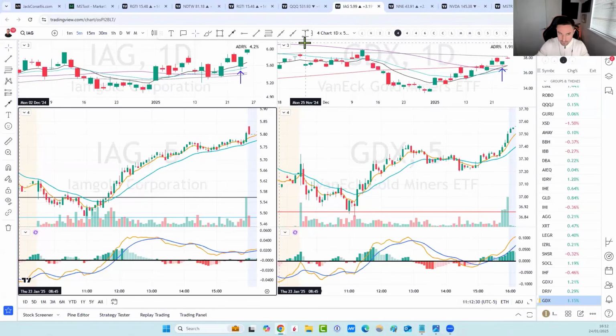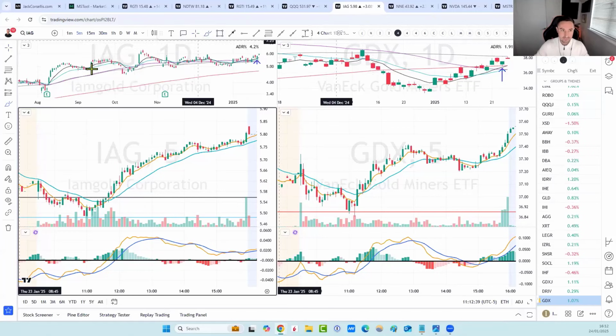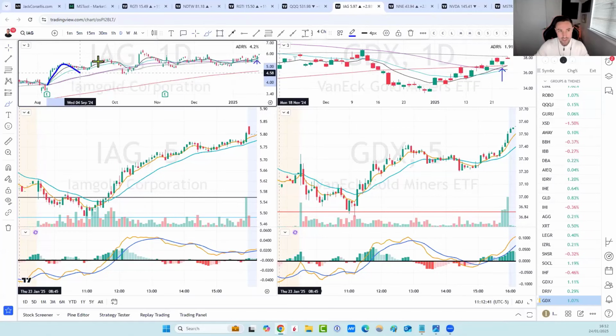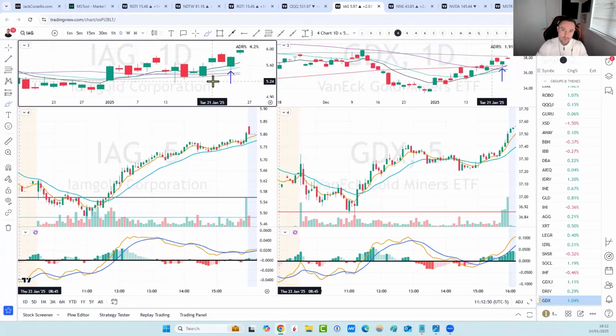IAG. Okay, so precious metal miners, they tend to mean revert. What does that mean? They tend to kind of chop around and do this, do that. I mean, sometimes there are some good trends, but generally it's kind of like this, right? They push up, pull back, push up, pull back, push up, pull back. So I oftentimes don't want to be chasing them on strength unless they look really good.